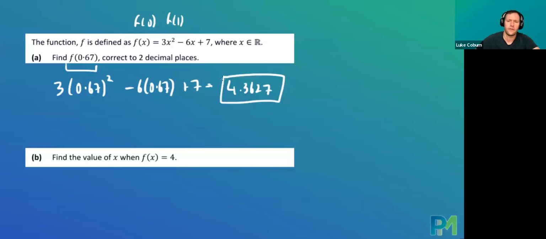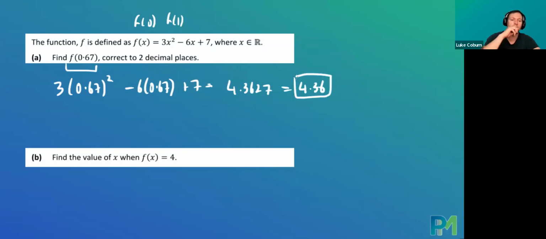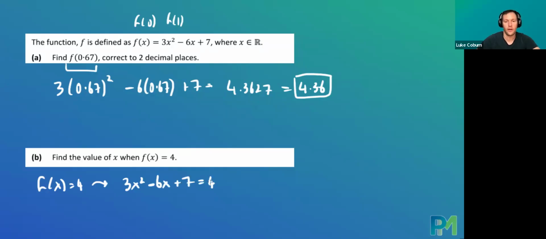And then we'll ask, is this the correct answer? Should I be drawing a box around that? Let's look at the question. Correct to two decimal places. Okay, 4.36. Now that's the correct answer. And then it says find the value of x when f of x is equal to 4. So f of x is equal to 4. This tells us that 3x squared minus 6x plus 7 is equal to 4. Now I'm going to bring the 4 across. 3x squared minus 6x plus 7 minus 4 is equal to 0. And I've got 3x squared minus 6x plus 3 is equal to 0.